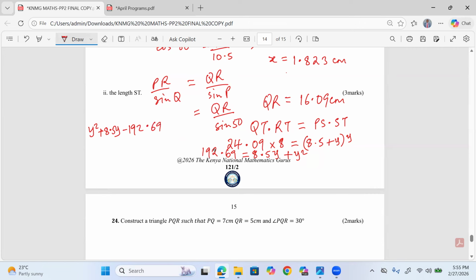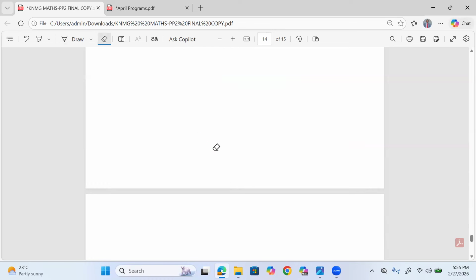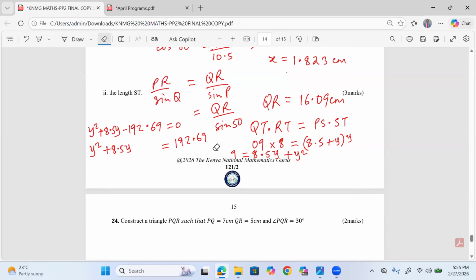192.69 equals to 0, like that. So to solve quadratically, allow me to use the completing square method, whereby I need y squared plus 8.5y equals to 192.65. It remains positive on that side. And we add constants to both sides.